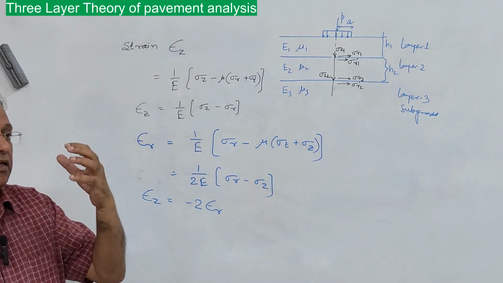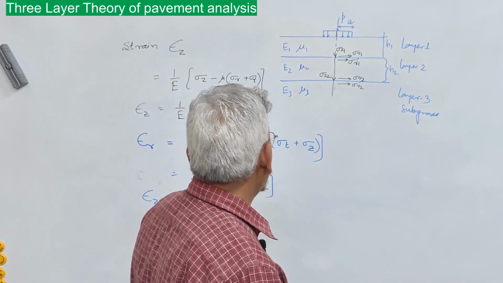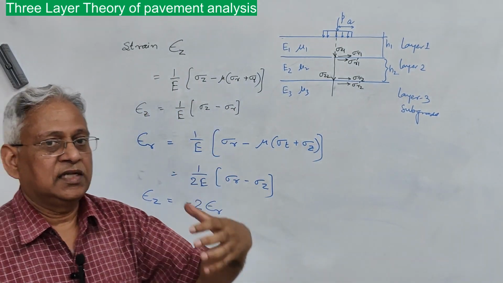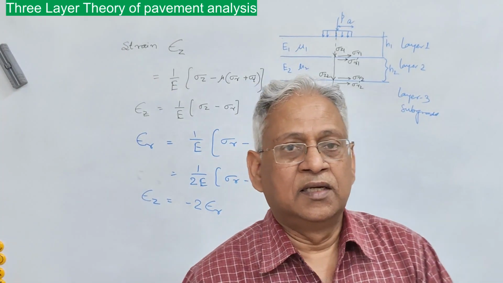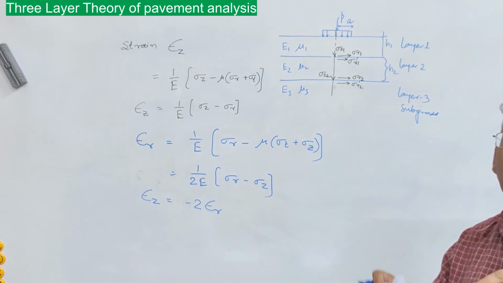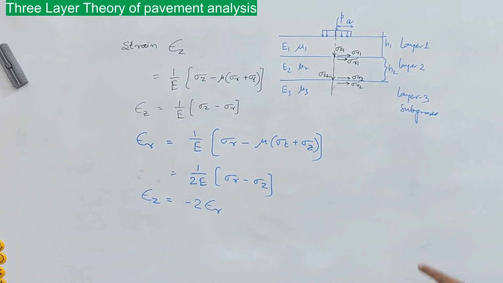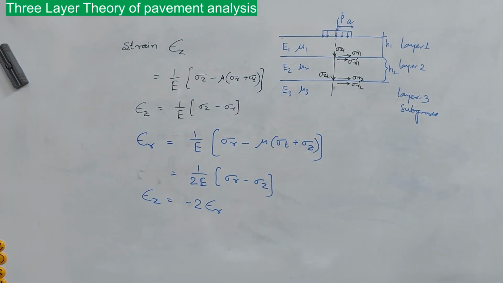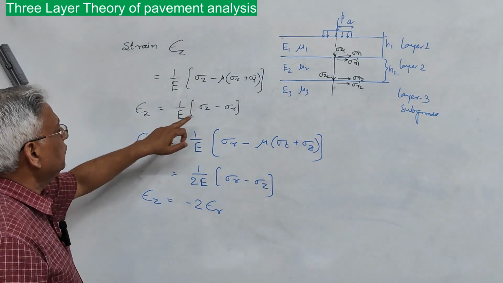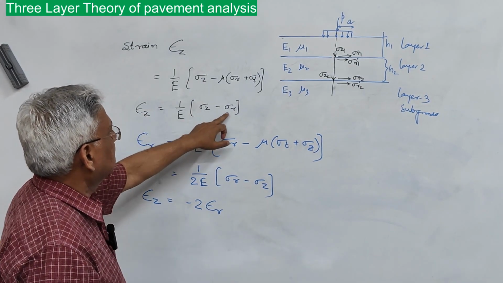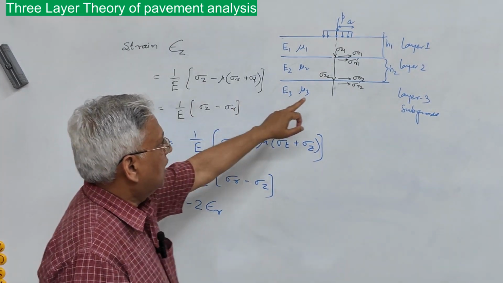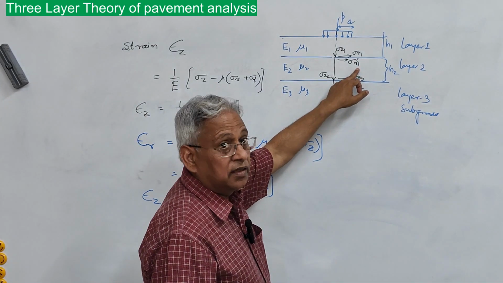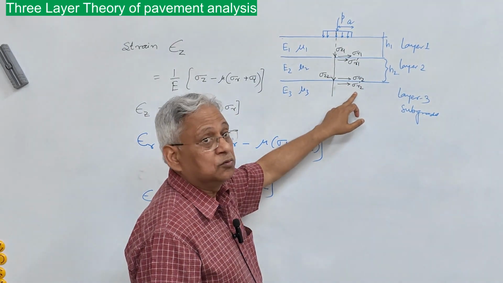Now this you can understand by the definition of mu also, because when you take mu equal to 0.5, the radial strain is half of the vertical strain. That is how this is coming here. Epsilon z is equal to minus twice of epsilon r. Now the question is, how do we calculate sigma z, sigma r, sigma r1 dash or sigma r2 dash?